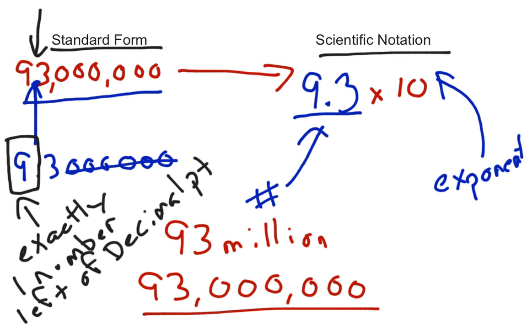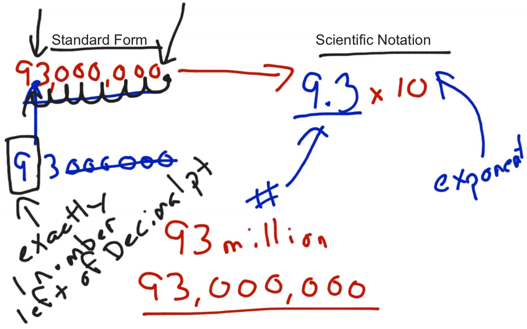Well, the exponent is going to be how many places I moved the decimal point. So again, looking back up here at the standard form, the 93 million. Before we put the decimal point between the 9 and the 3, as we know, with any whole number, the decimal point starts right here, all the way to the right. And what I have to determine is, as I now move this decimal point between the 9 and the 3, how many decimal places do I have to move it? So I simply count. Well, there's 1 place, 2 places, 3 places, 4 places, 5 places, 6 places.